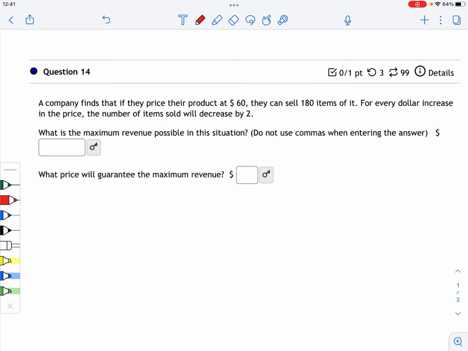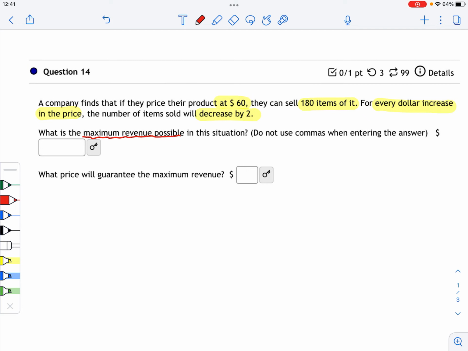We have a company where the price of their product is $60, and they found out that they can sell 180 items of it at this price. And then for every dollar that they increase the price, the number sold decreases by 2. We want to find the maximum revenue, all right?